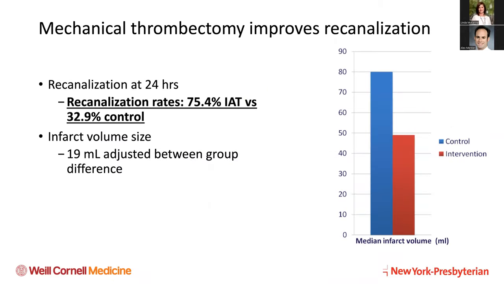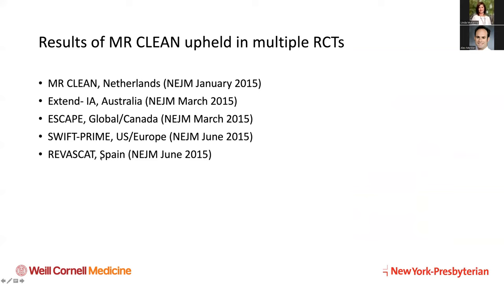And this basically showed that recanalization was much better in thrombectomy versus medical management. 75% of patients achieved recanalization in the thrombectomy group versus 30-something percent in the controls. And there was a significantly smaller infarct volume in the thrombectomy group compared to the controls. The results of MR CLEAN have now been upheld in multiple subsequent randomized clinical trials.